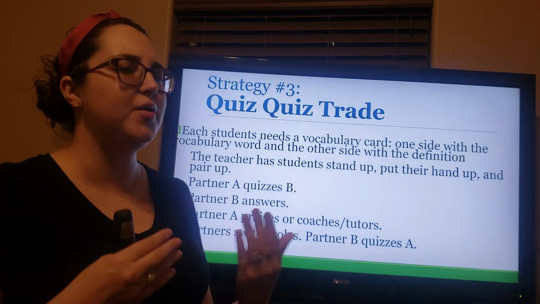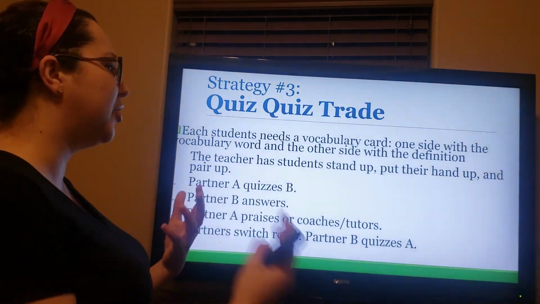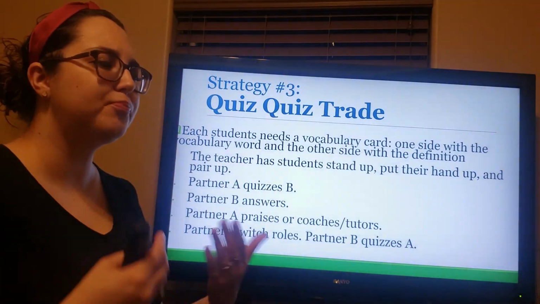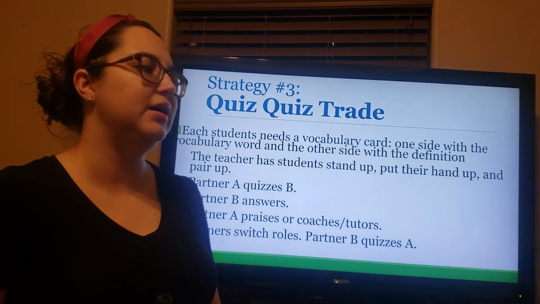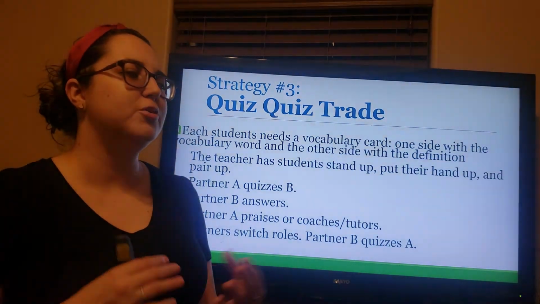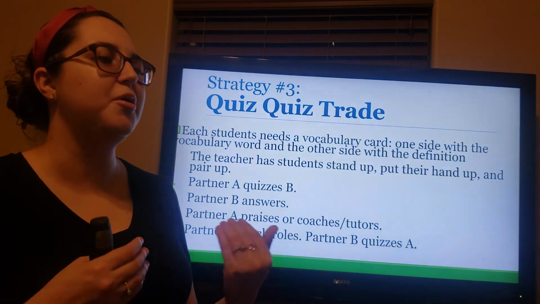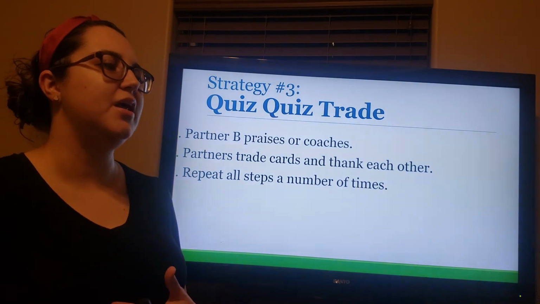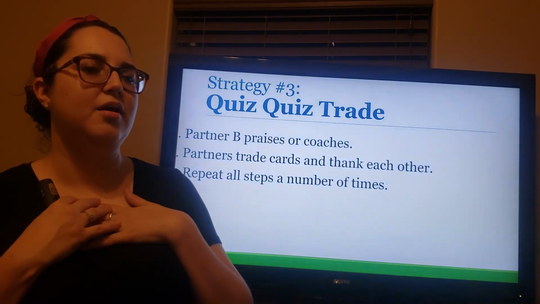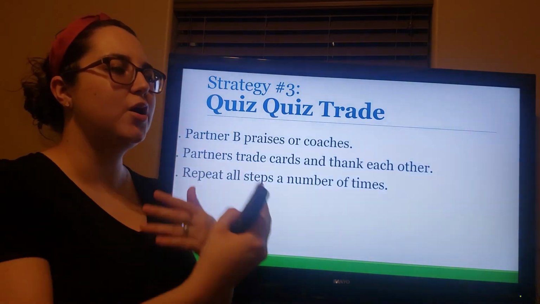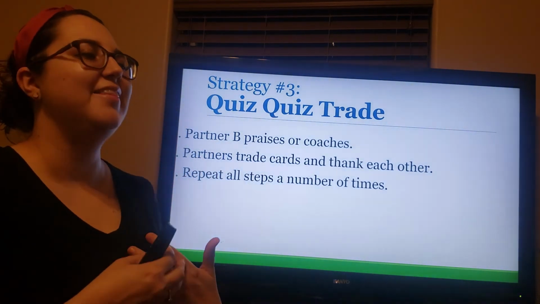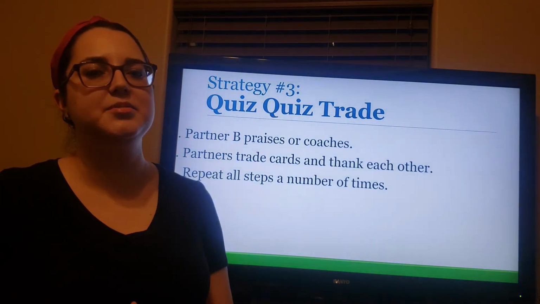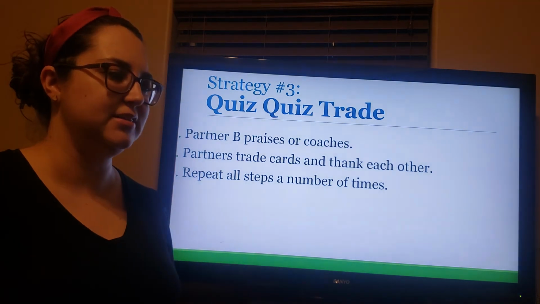Once they pair up, partner A quizzes partner B, and then partner B answers. Partner A either praises them, so they get that positive feedback, or if partner B was incorrect, partner A coaches or tutors. Then they switch roles, and partner B quizzes A. It's the same thing: partner A praises or coaches, and then, since both have quizzed, they trade cards and thank each other, and they continue to find partners within the classroom by repeating all the steps a number of times until the teacher says to stop.